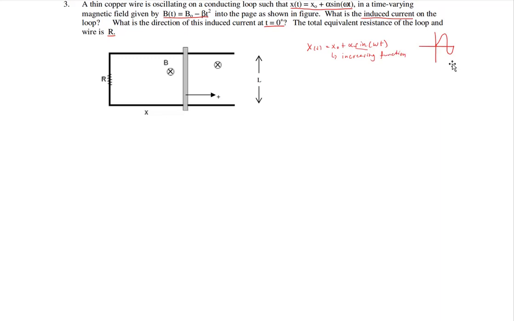Now how about our function for the B field? B of t equals B naught minus beta t squared. We can see that t is squared, and as t goes on from 0, this term is going to be bigger, and you subtract that from B naught. So you can determine that this function is going to be a decreasing function.